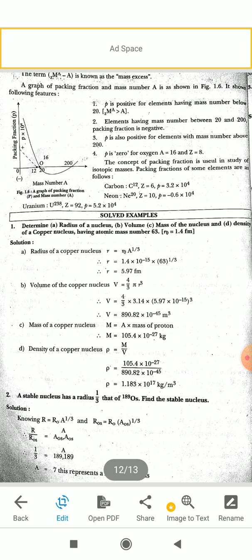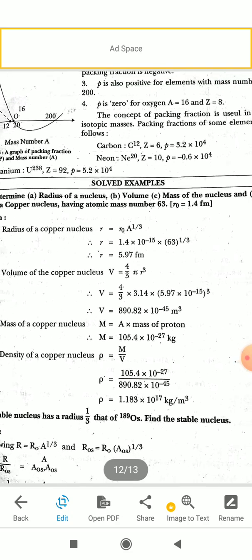Then the mass of the nucleus and the density of the nucleus. So the four values we can calculate for the given copper nucleus, having atomic mass 63, and R naught constant is 1.4 Fermi, or 1.4 into 10 to the power minus 15 meter. So first we have to calculate the radius.